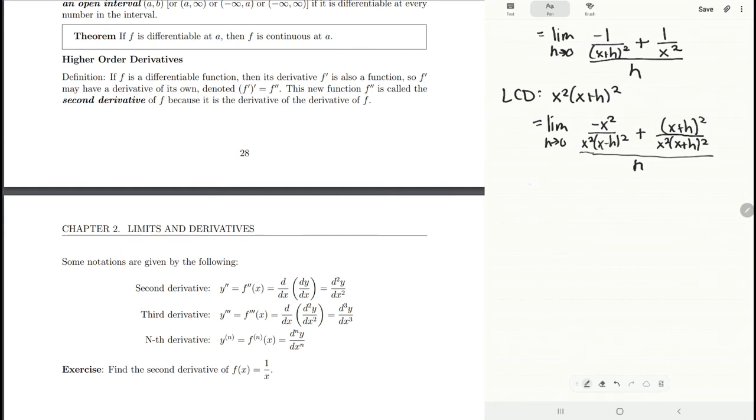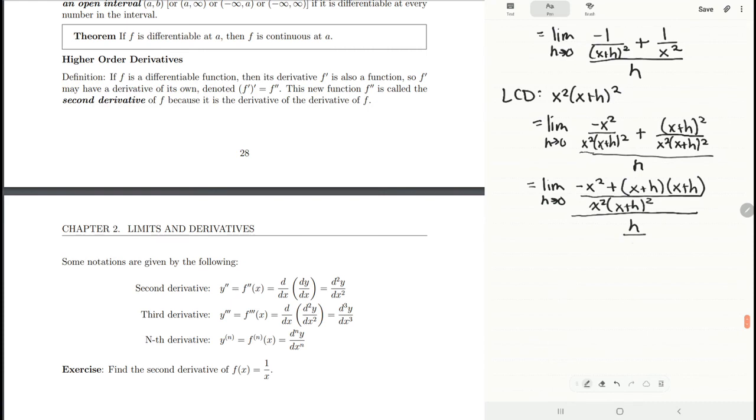So now that they have the same denominator, we can combine the fractions. So we have the limit as h goes to 0 of negative x squared plus (x plus h) all squared. So we need to expand this term. This is all divided by x squared times (x plus h) squared. And this is all divided by h.